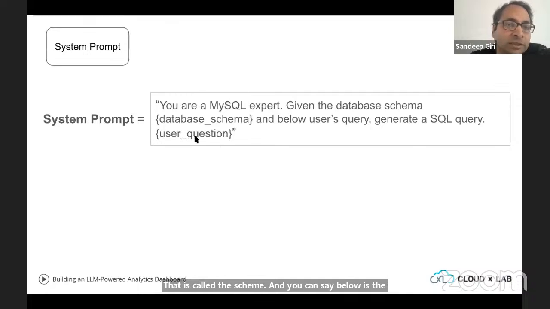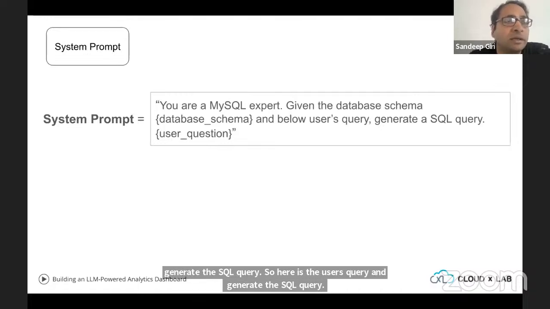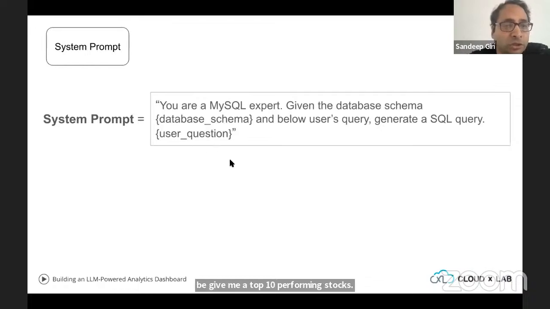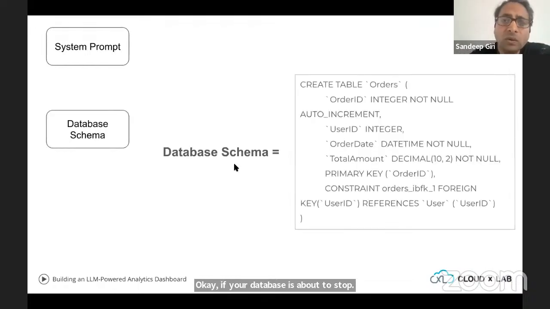So here is the user's question. The user's question would be, give me the top 10 performing stocks, if your database is about stocks. Now, the database schema in detail should be as clear as possible. Here is an example of a database schema. Here we have one table; there could be multiple tables. We are saying create table orders. This is how you define the schema. The schema of a table looks like this. Notice that it says create, but we are not creating the table. We are just expressing how to create this table.